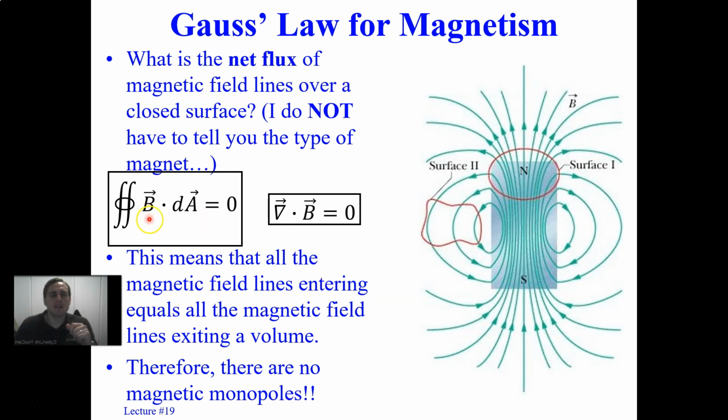Magnetic field lines have no beginning and no end. They form closed loops. That is to say, there are no magnetic monopoles. So this means that all the magnetic field lines entering equals the magnetic field lines exiting a volume. And so there are no magnetic monopoles. And this is actually the third of Maxwell's equations that we'll leverage, because this tells us about the nature of magnetic fields.